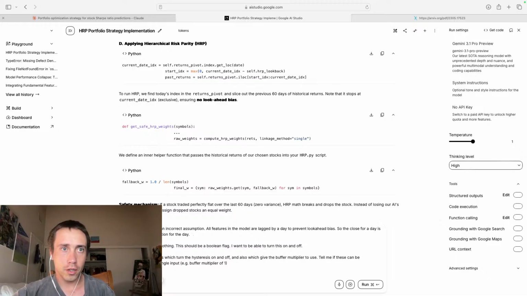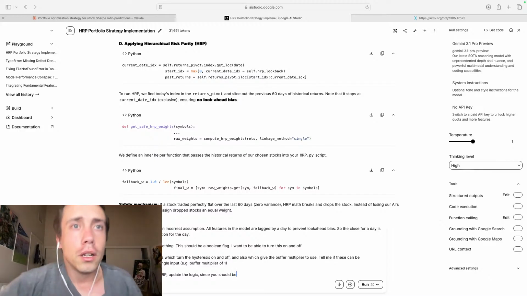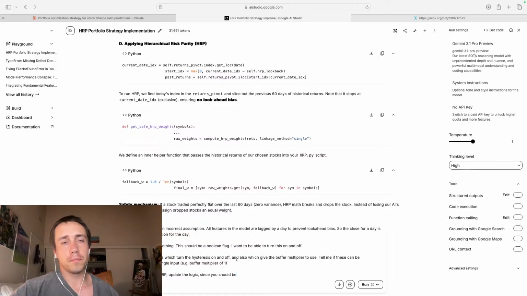When incorporating HRP, update the logic, since you shouldn't be moving the target forward by a day. The first thing I mentioned.